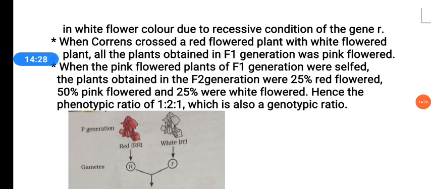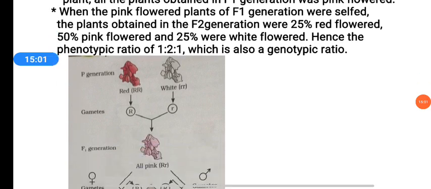When Correns crossed a red flowered plant with a white flowered plant, all plants obtained in the F1 generation had pink flowers. See, it is a pink flower, it is heterozygous condition. When the pink flowered plants of the F1 generation were self-pollinated, the plants obtained in the F2 generation were 25% red flower, 50% pink flower, and 25% white flower. Finally, the phenotypic and genotypic ratio is the same, 1:2:1.